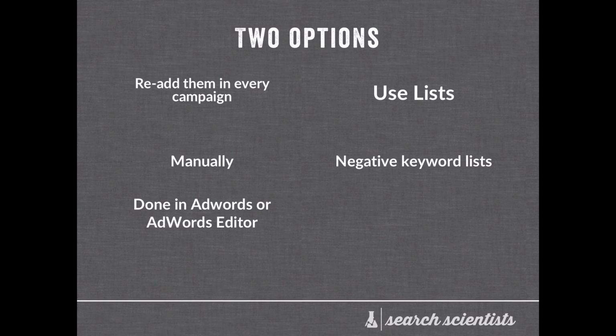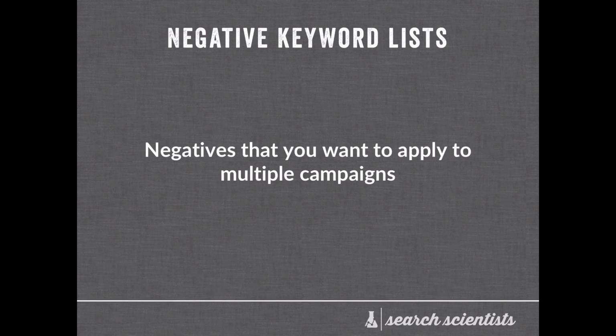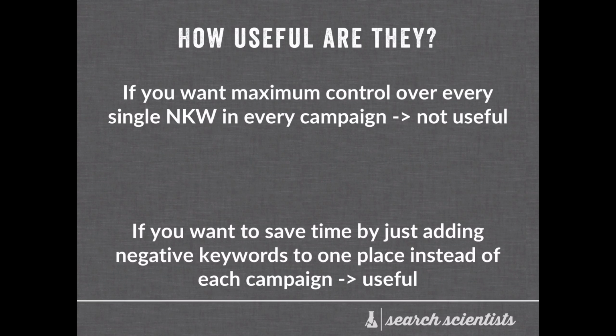You have two options. The first is every time you launch a campaign, you manually add them. And we're going to show you how to do this in AdWords Editor for speed. But the point is that every single campaign that you create, you need to be sure to add them every single time. The other option is to use lists, or as it's known, negative keyword lists. A negative keyword list is a list of keywords that you want to add as negatives to multiple campaigns.